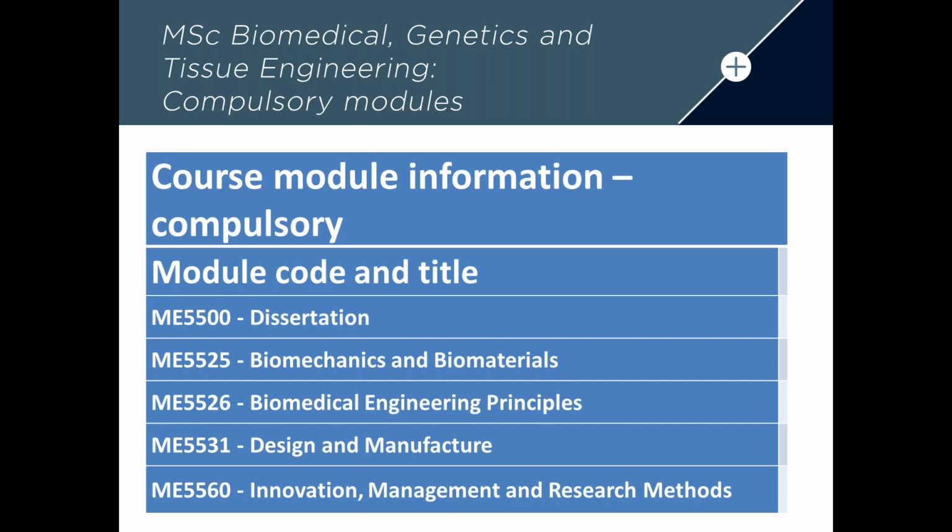Then we have ME 5531, Design and Manufacture, and this is number 4 on your list. In this module you will be learning some of the software like CAD, and you will also be learning how to design medical devices and how medical devices are manufactured. Also, this is linked to artificial organs, which will be an optional module later.